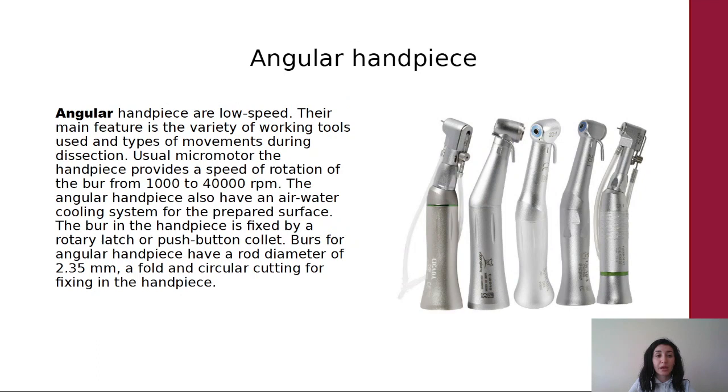Angular handpiece. Angular handpieces are low speed. Their main feature is the variety of working tools used and types of movements during dissection. With a usual micromotor, the handpiece provides a speed of rotation of the burr from 1000 to 40,000 rpm. The angular handpiece also has an air-water cooling system for the prepared surface. The burr in the handpiece is fixed by a rotary latch or push-button collet. Burrs for angular handpieces have a rod diameter of 2.35 mm, with a folded circular cutting for fixing in the handpiece.